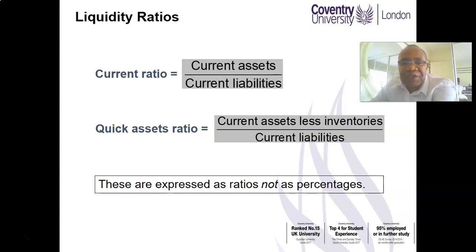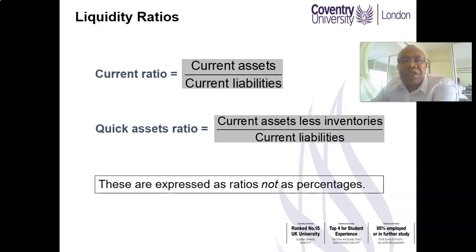Usually the norm for this is 1:1. So in other words, the company ought to have at least £1 of current assets to settle £1 of current liabilities when they fall due. Again, it differs from industry to industry.